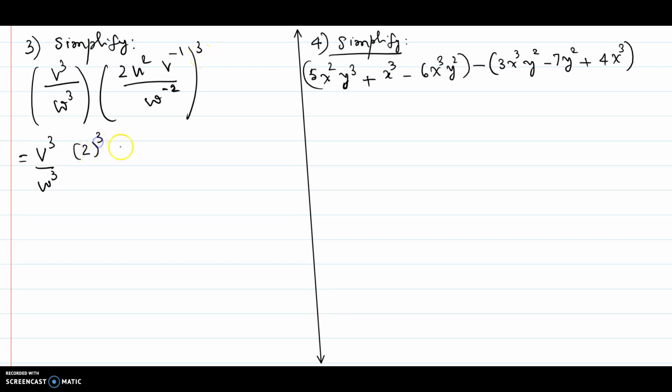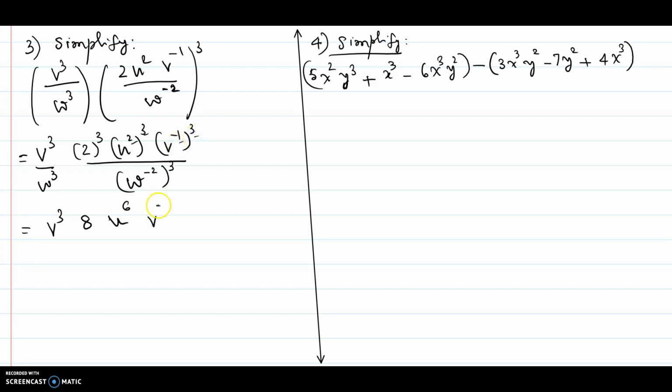So it is 2 cube u squared cube v to the power negative 1 cube, all divided by w to the power negative 2 to the power of 3. So it is v cube. If you collect all the terms on the numerator only, it is 2 cube, which is 8, 2 multiplied by itself 3 times. And u to the power, multiply the 2 and 3, which is 6. V to the power, multiply the negative 1 and the 3, which is negative 3, all divided by w cube. W to the power negative 2 to the power 3, multiply the negative 2 with the 3, which is w to the negative 6.